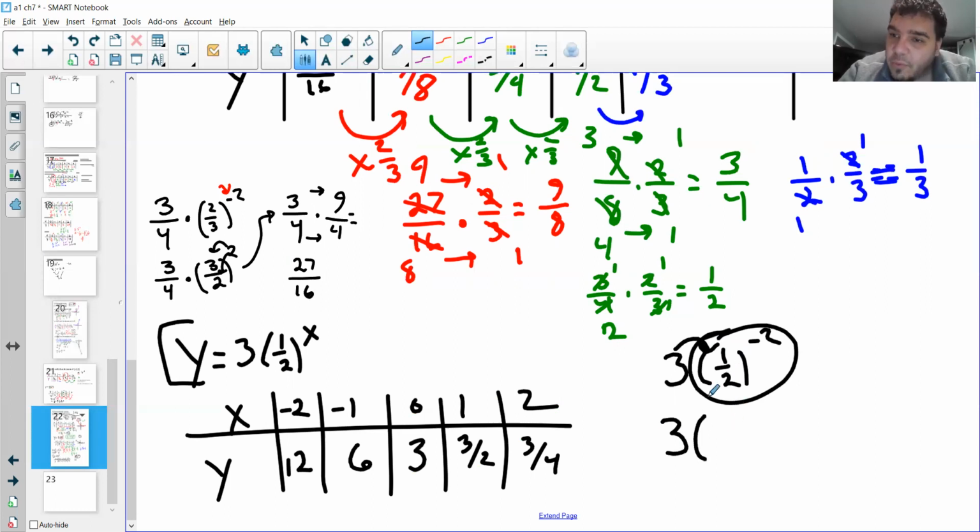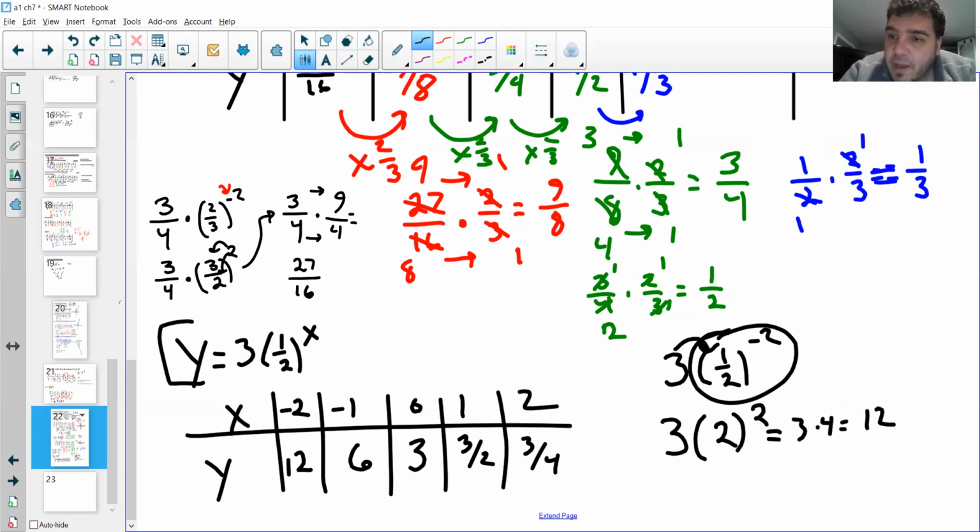Okay. So what does it become when you flip 1/2? 2/1. Good. And I'm just going to write that as 2. Then it becomes 4. Excellent. So 3 times 4 is 12. All right. Continue on with it.